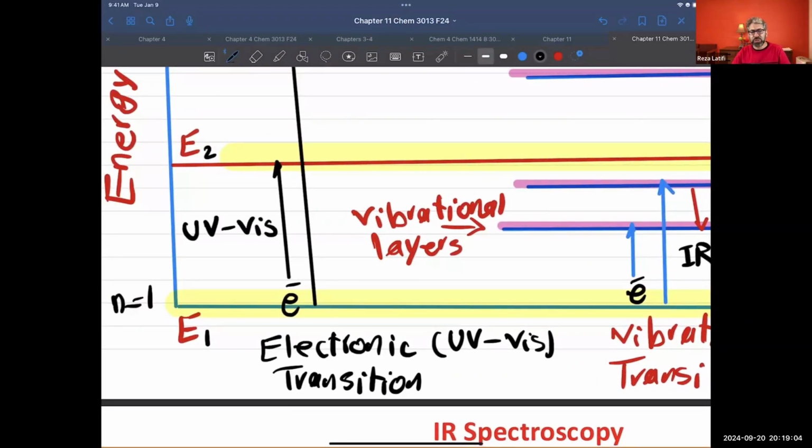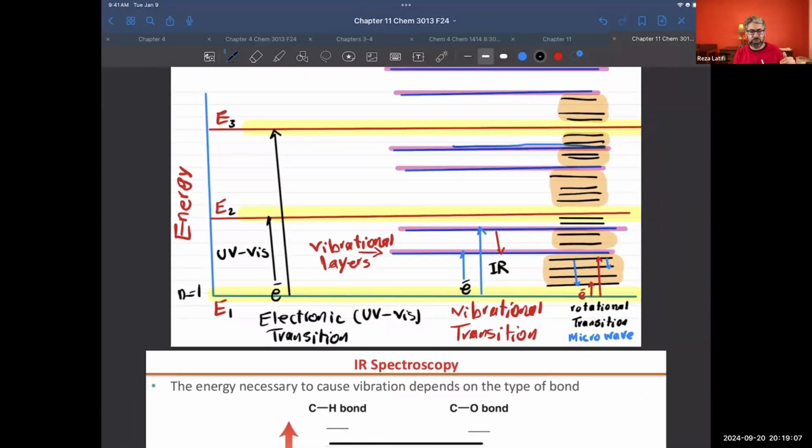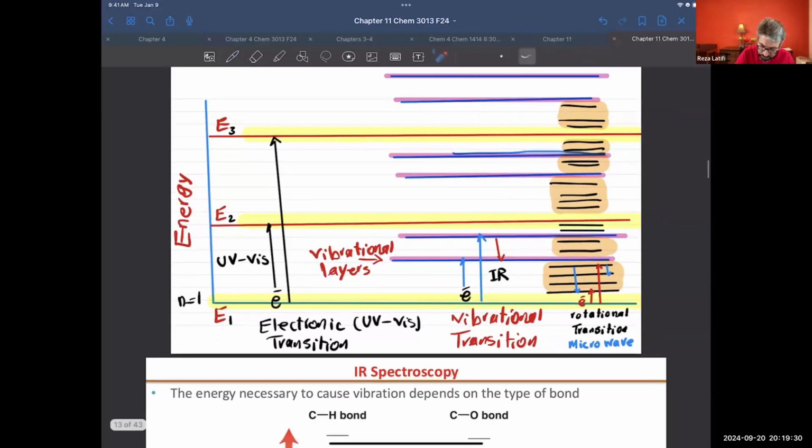Let's summarize whatever we said. If you're transferring an electron from the first electronic layer to the second electronic layer, we say you're dealing with an electronic transition. If you are still between those two electronic layers, not sending it to another higher electronic layer, and you send the electron from one vibrational layer to another vibrational layer, then because the gap between them is smaller, the energy that you need to use will be less, and it will be in the infrared range.